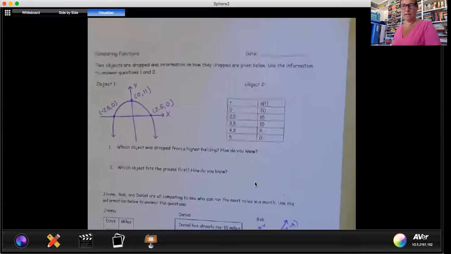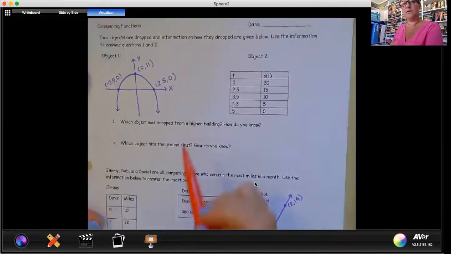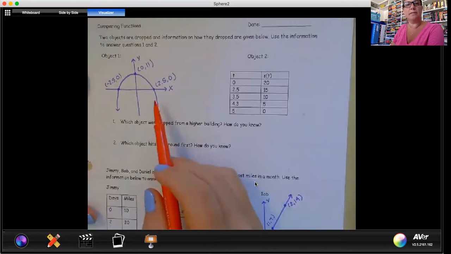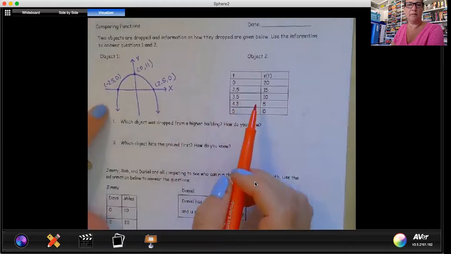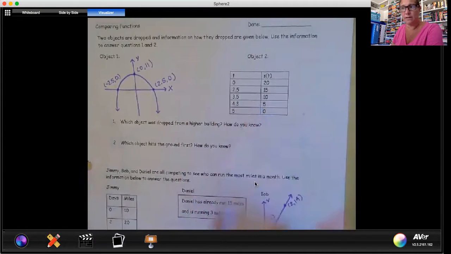There are going to be some things that you need to fill in with your notes. So just make sure you pause your video so that you can do that. Two objects are dropped and information on how they dropped are given below. Object 1 is in a graph, object 2 is in a table. So we're looking to compare functions where they're not in the same format.